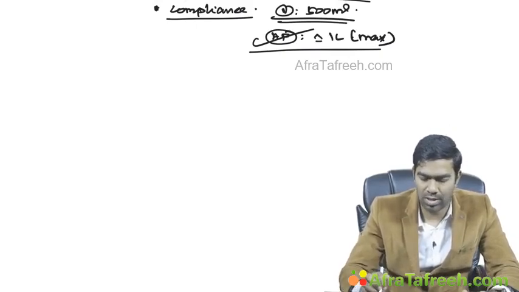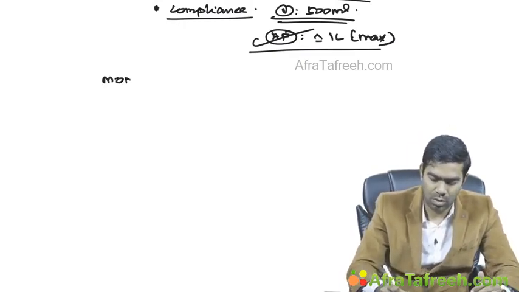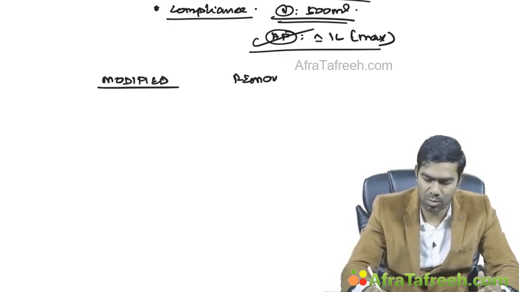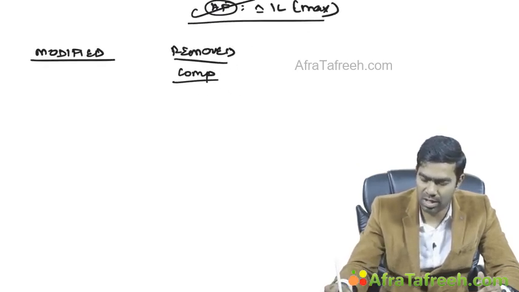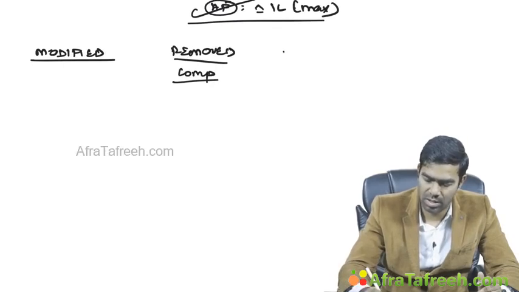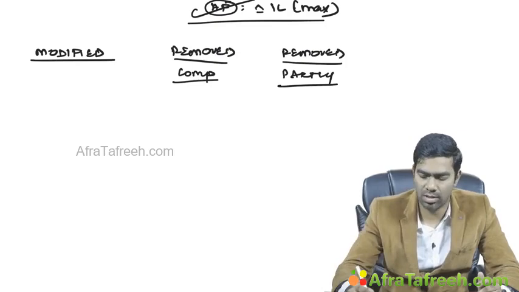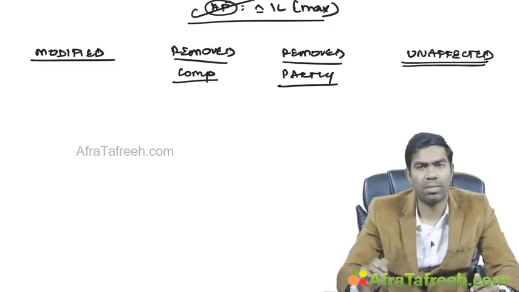Now, what are the substances that are modified in the pulmonary circulation? There are certain substances which are modified in the pulmonary circulation. There are certain substances which are removed completely from the circulation. There are certain substances that are removed partially when they're going into the lungs. And there are certain substances whose levels are unaffected by moving through the pulmonary vasculature.